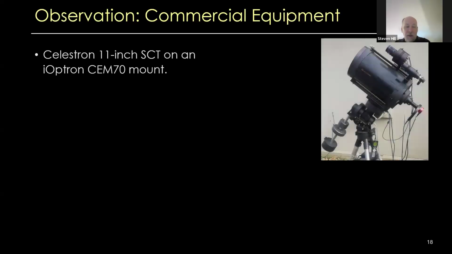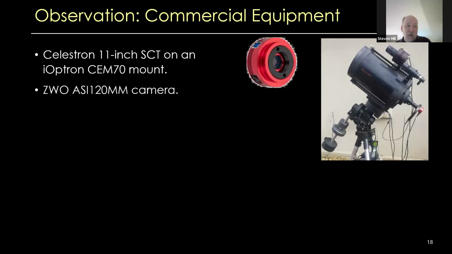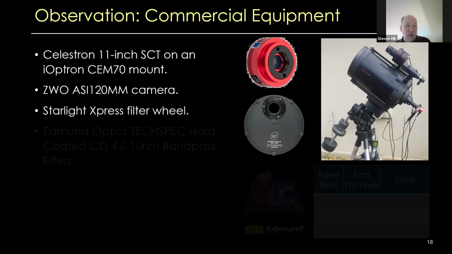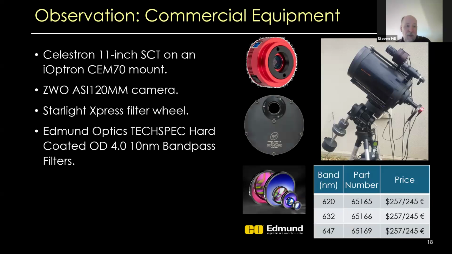But it demonstrates the fact that it actually works with data. So, observations. How was this data taken? I used a Celestron 11-inch telescope on a commercial mount and a commercially available planetary video camera from ZWO, a Starlight Express filter wheel. So these are all basically available to amateurs. But I had to reach out to Edmund Optics and buy a few custom filters there.